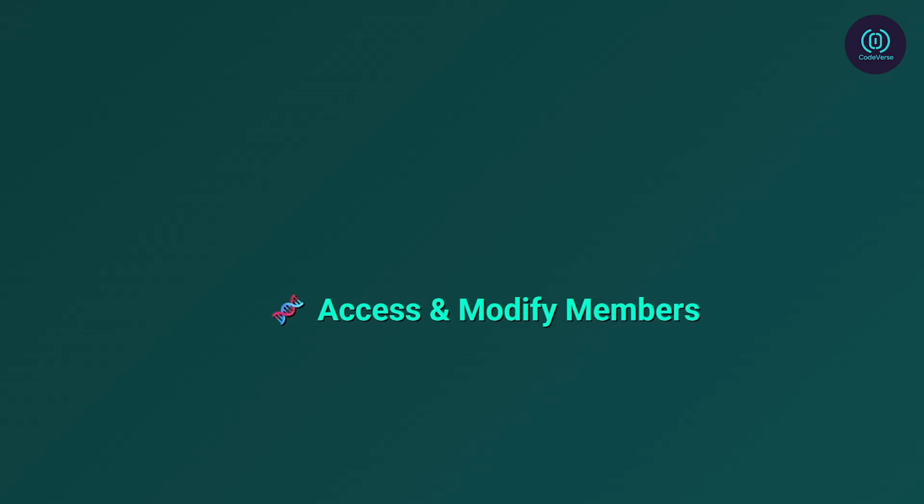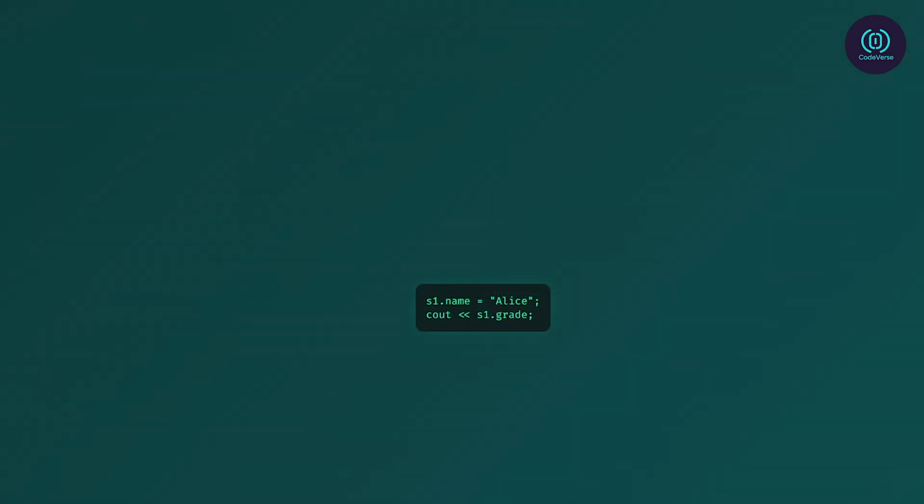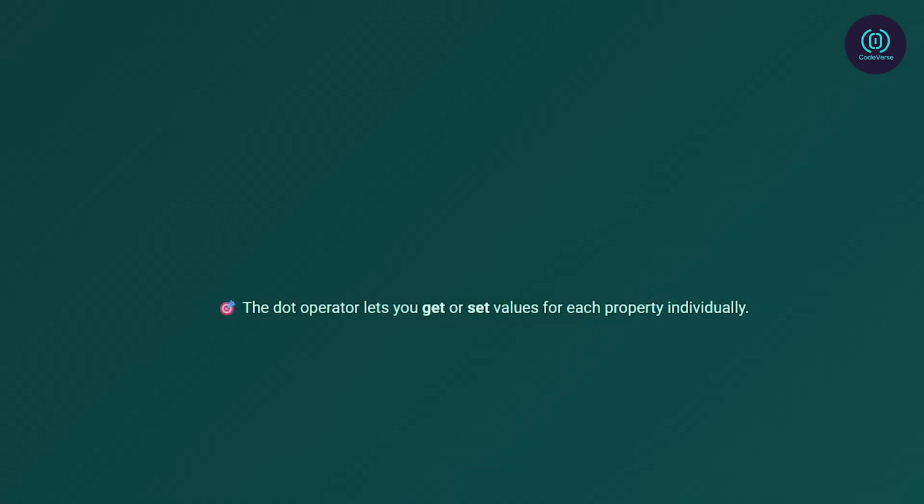Now let's explore how to access and modify the data inside a struct. Once you've created an object from a struct, like Student s1, you can reach any member using the dot operator. It's as simple as s1.name = "Alice"; cout << s1.grade. The dot operator lets you get or set values for each property individually. This is what makes structs powerful. You can treat them like a mini database of related values.